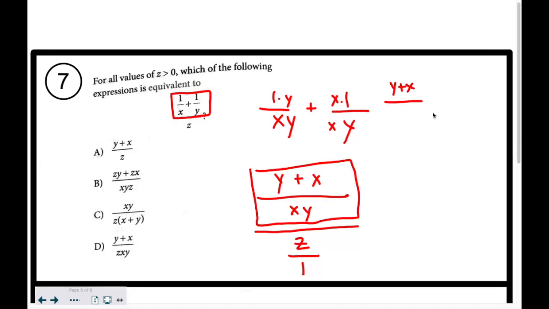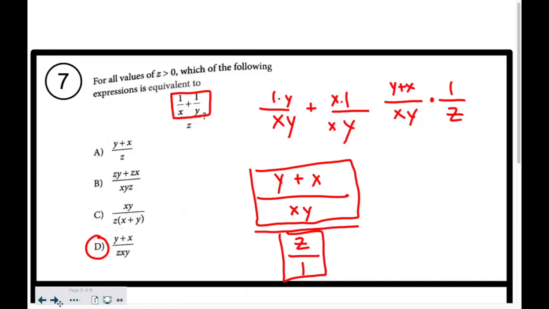You change it to multiplication and you flip this fraction. That's why it's easier to think about it as z over 1. So it's easier to flip in our head to be 1 over z. And then if I just multiply straight across, I'm going to get y plus x times 1, which is y plus x, and then I'm going to get x, y, z, and that is this answer.